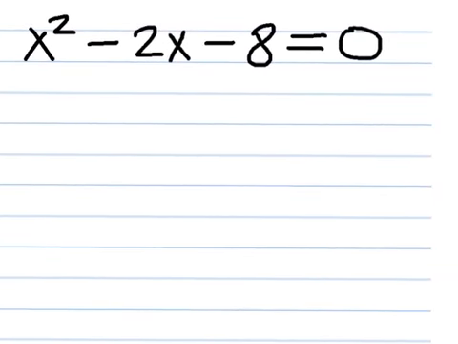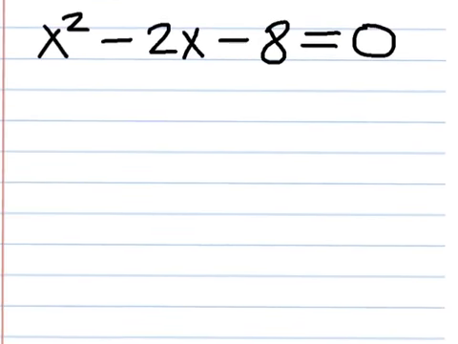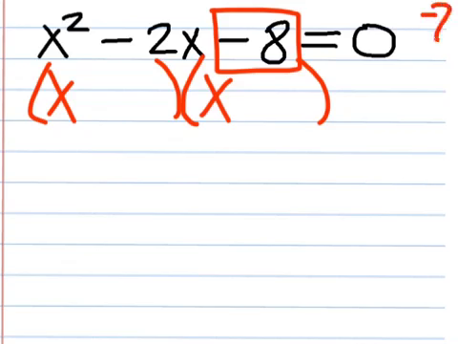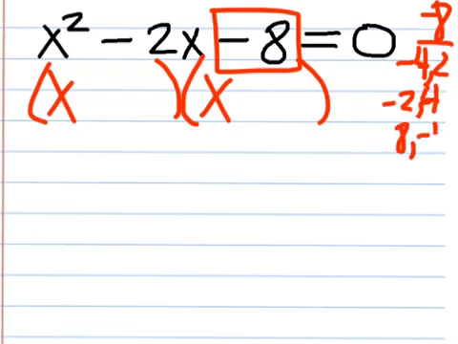Okay, solution for the practice problem. We have x squared minus 2x minus 8 equals 0. We need to find our factors for negative 8. What are our factors for negative 8? 1 and negative 8, negative 4 and 2, 2 and negative 4, 8 and negative 1, negative 8 and 1, negative 1 and 8.